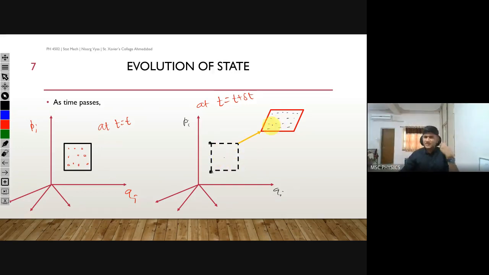As time passes, these things will happen, and if they happen, the density of phase points will change. The density of phase points will change. If this happens, the density of the phase space will change. Yes, definitely it will change.